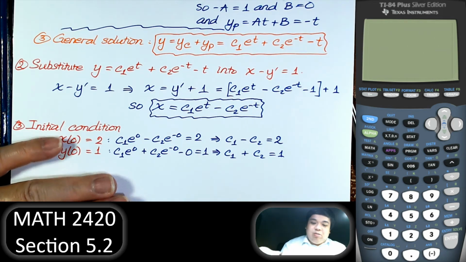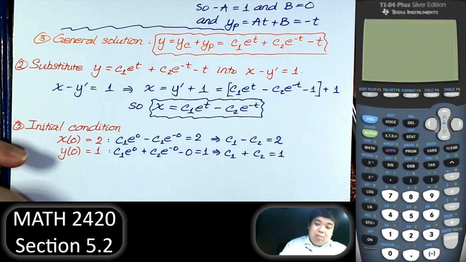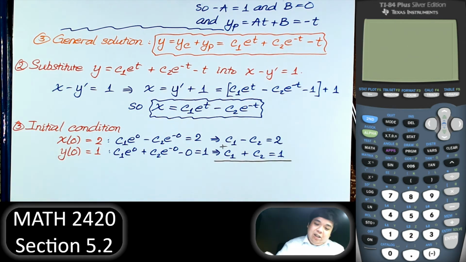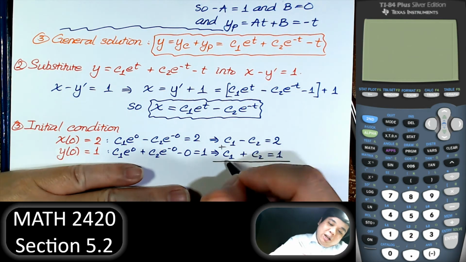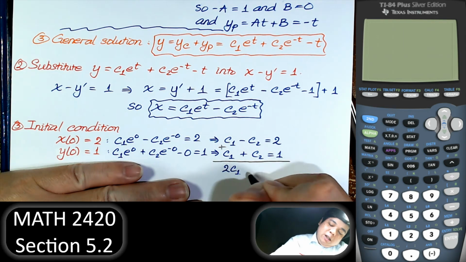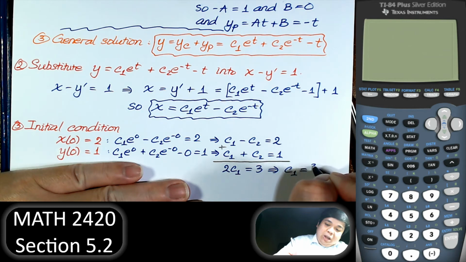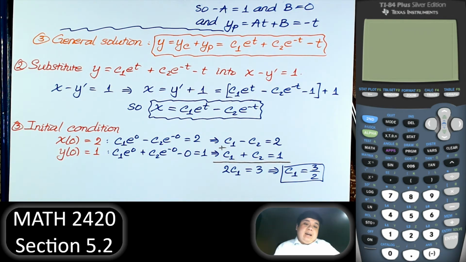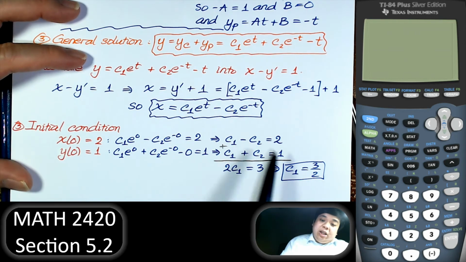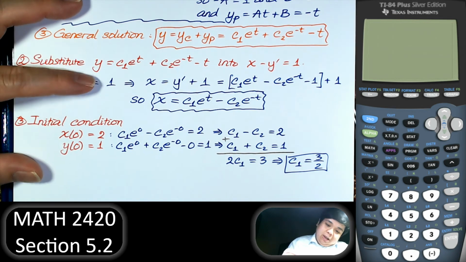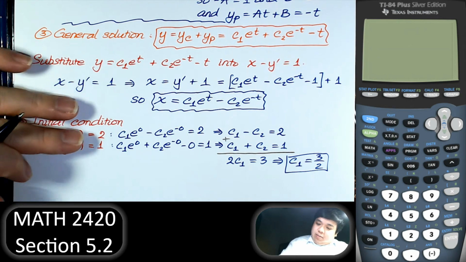This one is simple enough, so we just do that by hand. Just add side by side. C2 cancels out. We have 2C1 equal to 3. So C1 is equal to 3 halves. And now it's easy. We can just substitute into either one of these to solve for C2.